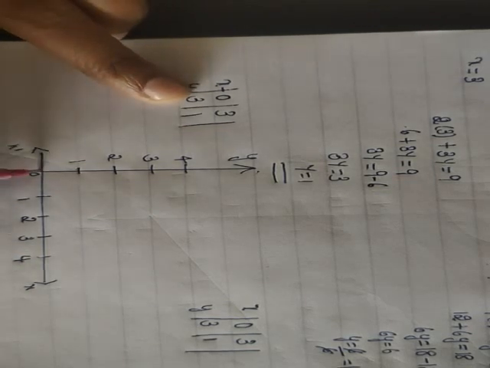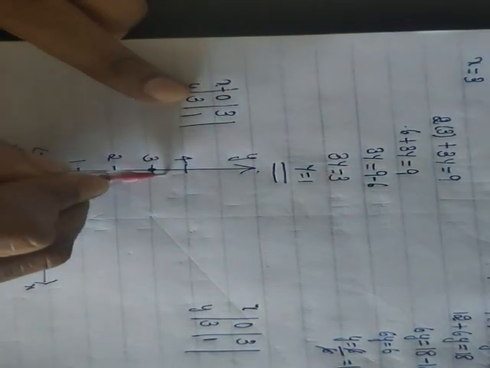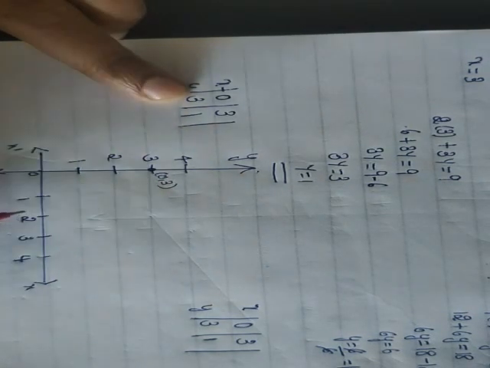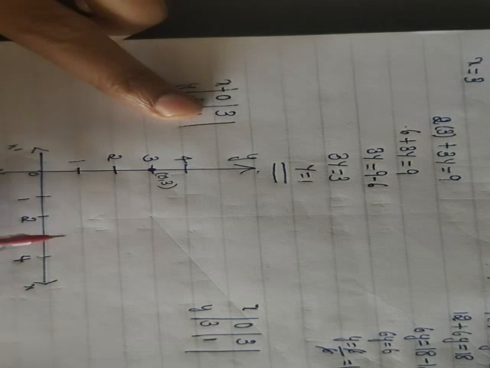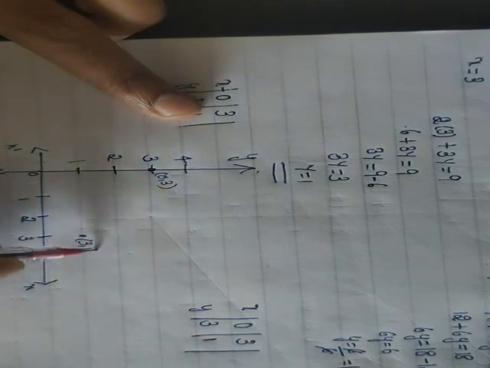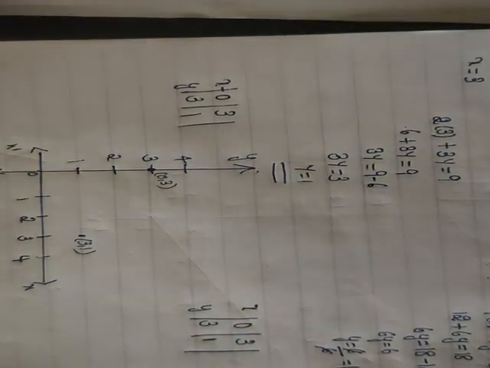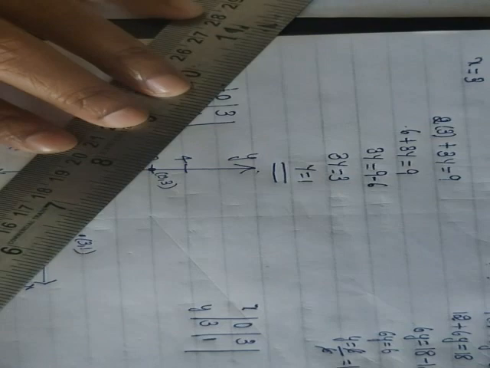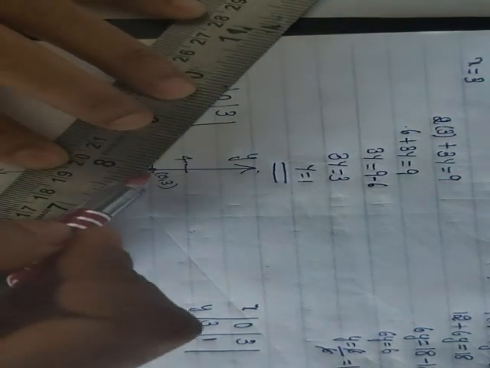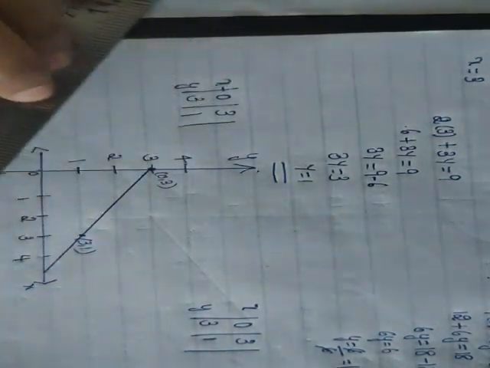Now shall we mark the first table. When x equal to 0, y becomes 3. This is the point (0, 3). When x equal to 3, y is 1. Here somewhere, (3, 1). Let's draw this line. A single line you have to draw.